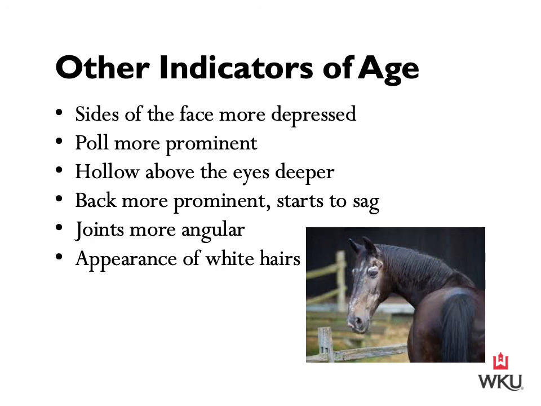So the sides of the face may become more depressed, the poll may become more prominent, and then the hollows above the eyes become deeper. The backbone is also going to become more prominent and begin to sag. So these are our horses that we may consider sway-backed in age. And then the joints are going to appear more angular, as well as around the eyes, temples, nostrils, and elsewhere, white hairs may begin to appear.